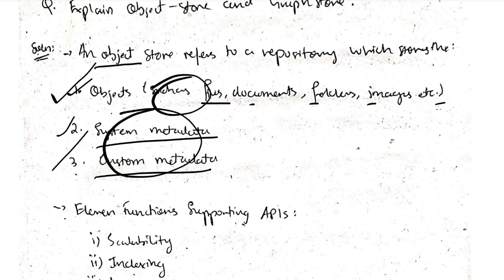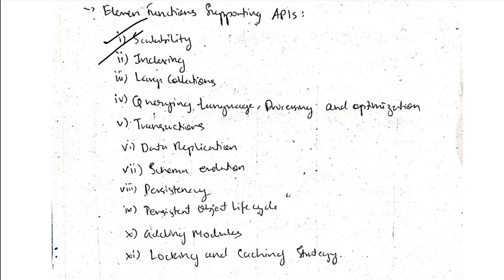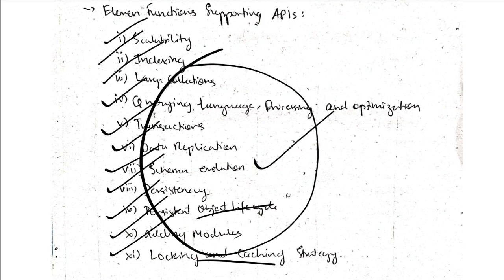If you have data of any of these types, that is called object data, and it has 11 functions for supporting APIs. Again, the same things: scalability, indexing, large collections, querying language, transactions, data replication, schema evolution, persistency, persistent object lifecycle, adding modules, locking and caching strategy. So however many you can remember, that many marks you can expect.